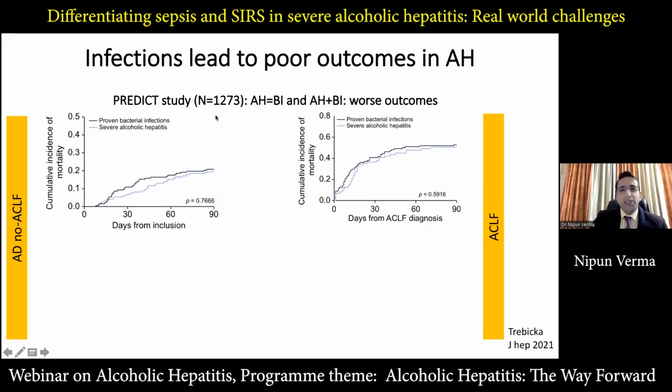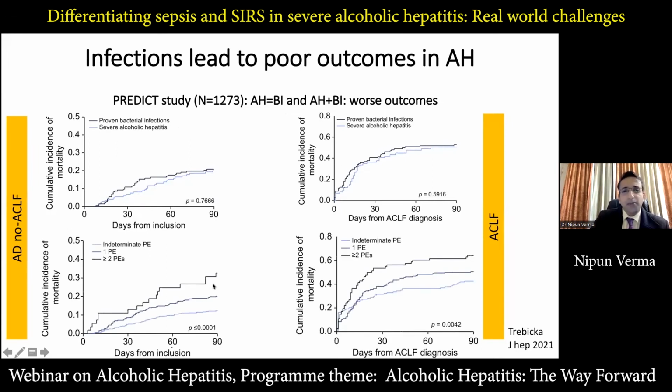In this seminal study, the PREDICT study, they took acutely decompensated cirrhotic patients, where alcoholic hepatitis was the dominant etiology, and they showed that in patients with AD, no ACLF, as well as with ACLF, the mortality of patients with alcoholic hepatitis and of those with bacterial infections was similar. And when they looked at the number of precipitants, they found that the combination of alcoholic hepatitis and bacterial infection led to poorer outcomes, both in acutely decompensated as well as in ACLF patients.